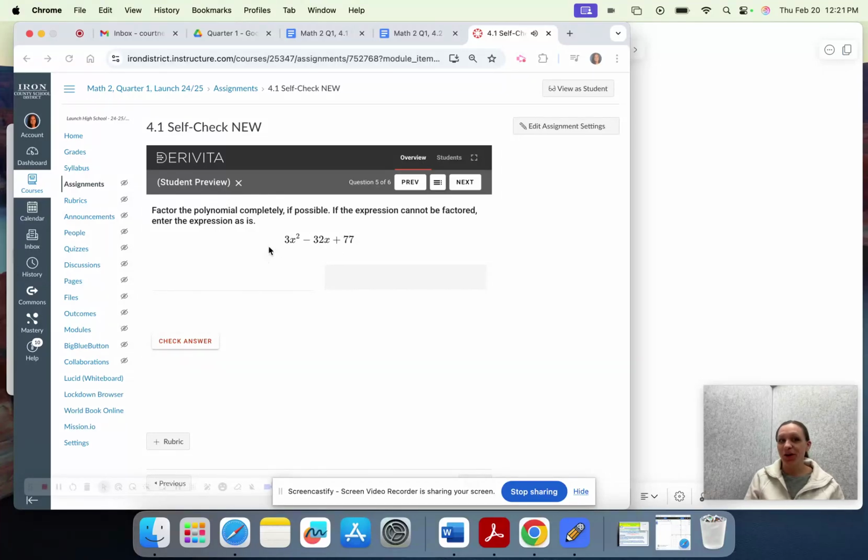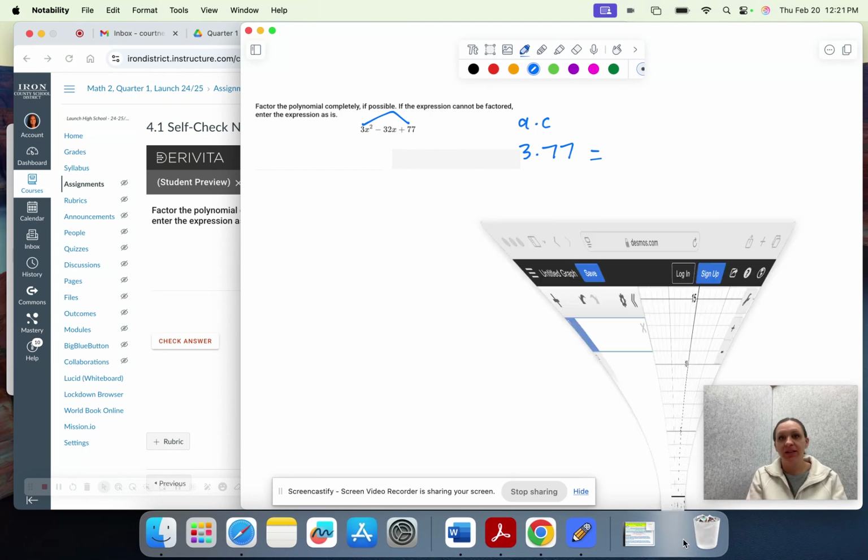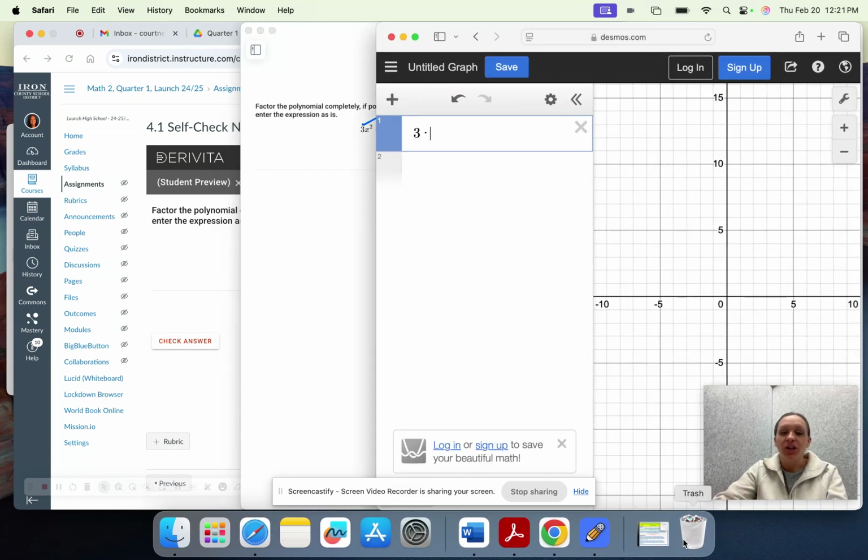We're still factoring polynomials. A is not 1, so it's a little longer of a process, but it's still the same process we've been doing. So we take A times C, so 3 times 77, and we're going to get some big numbers, so that's why this takes a little longer. So 3 times 77 is 231.